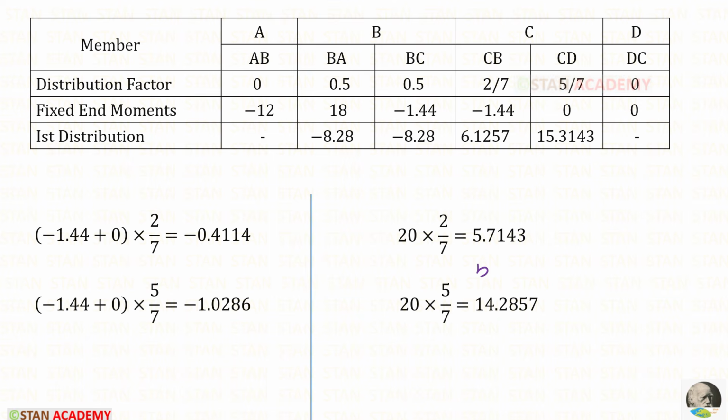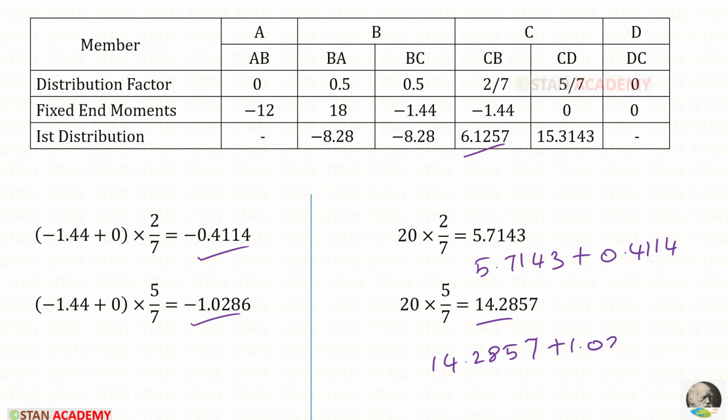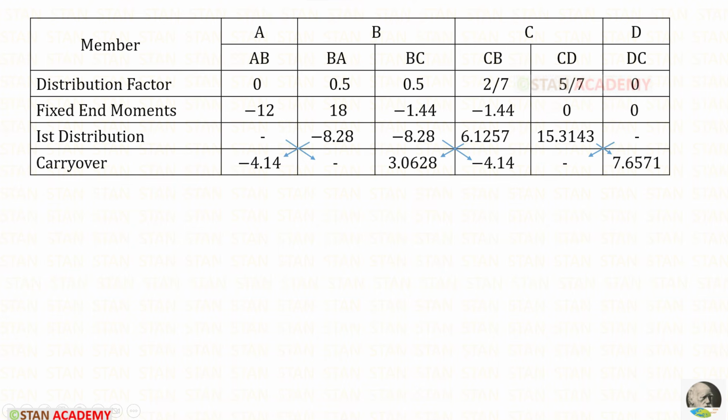So it will be 5.7143 plus 0.4114. We will get this value, and then 14.2857 plus 1.0286. We will get this value. Now we can do the carryover. We need to divide these values by 2 so that we will get the carryover values.